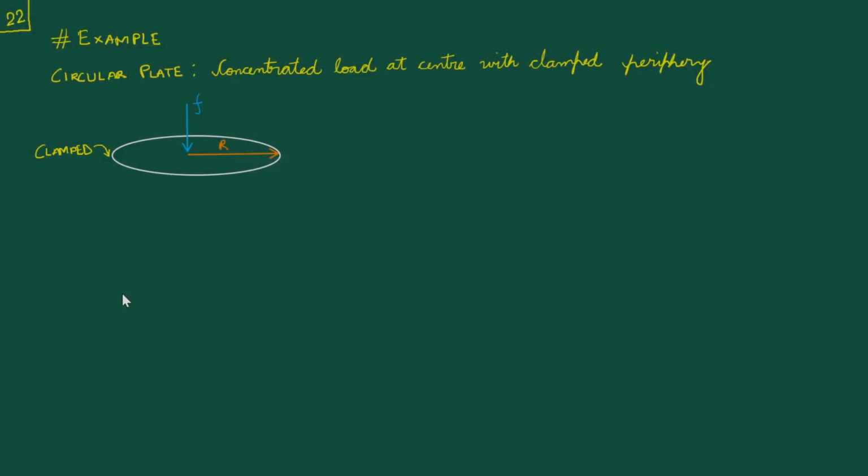Hello everyone. In the previous video, we addressed an example problem on the circular plate which was subjected to uniform loading and it was clamped all around the periphery. In this video, we are going to consider a slight variation on that problem, in the sense that instead of a uniform loading on the circular plate, we are going to consider a concentrated load acting at the center.